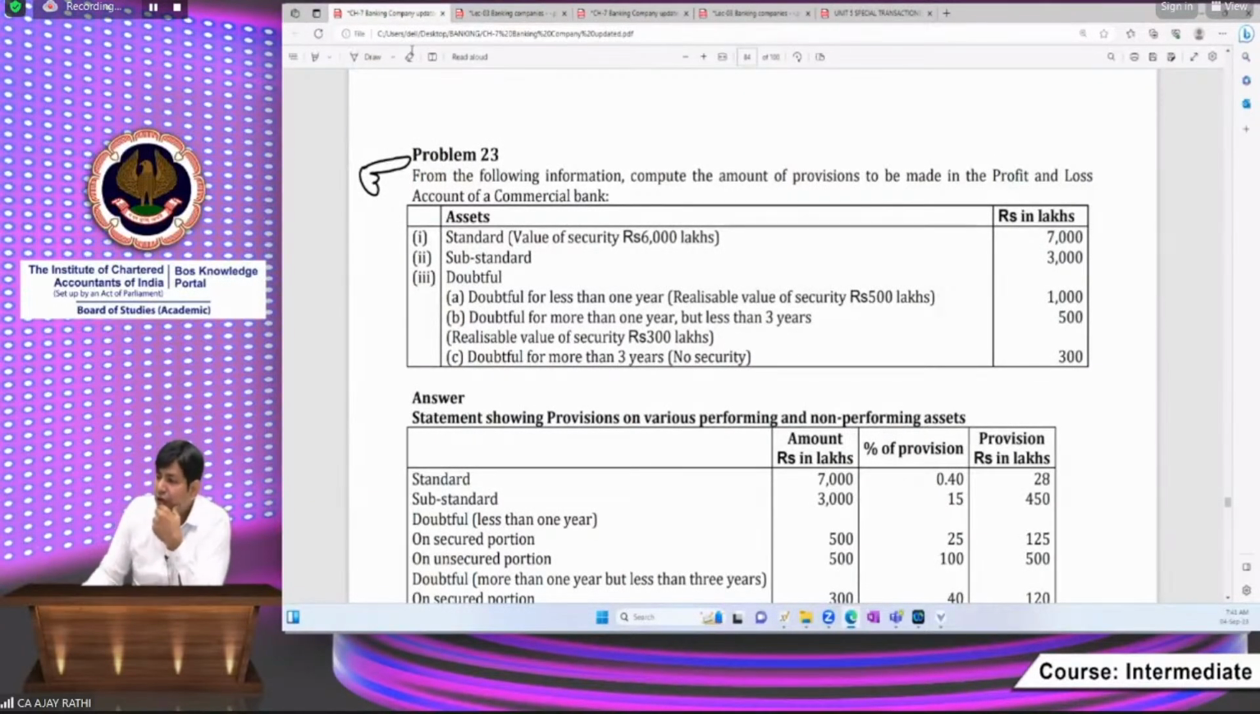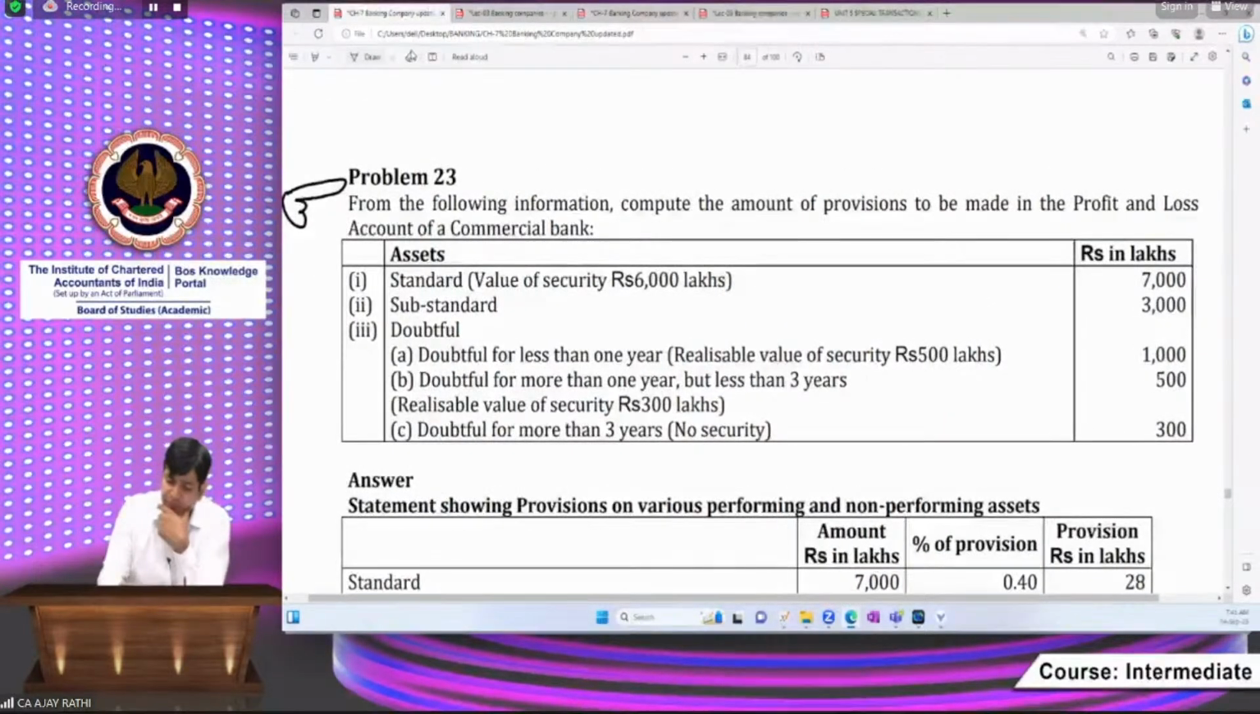So from the following information, compute the amount of provision to be made in the profit and loss account.